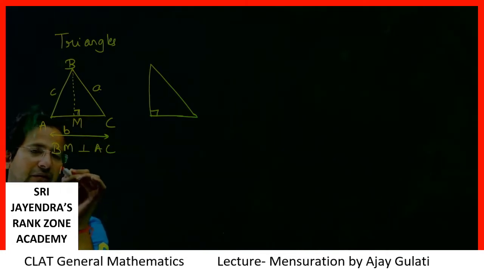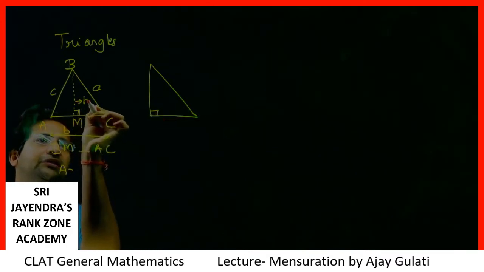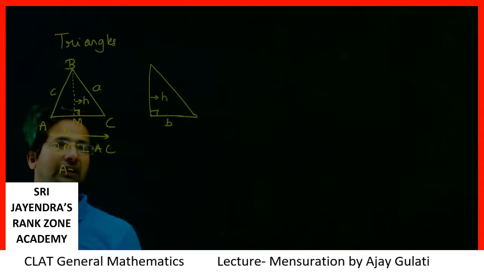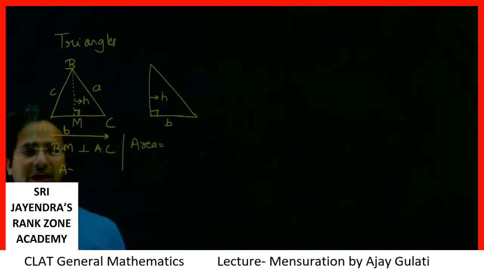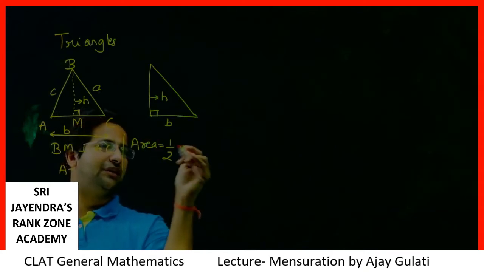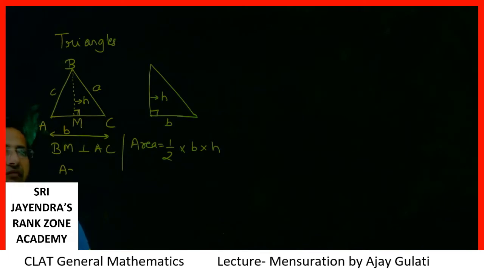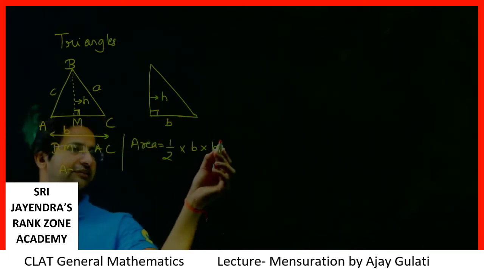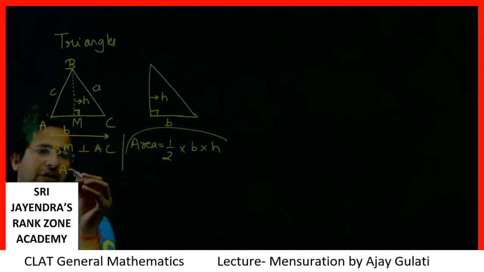Area of a triangle. In both the cases, see, this is the height, altitude. This is height of a triangle. Here also I can say this is the base and this is the height. So what is the area of the triangle? Area of a triangle is half into base into height. I hope this much makes sense. This is one formula. Okay, now I will come to another formula.